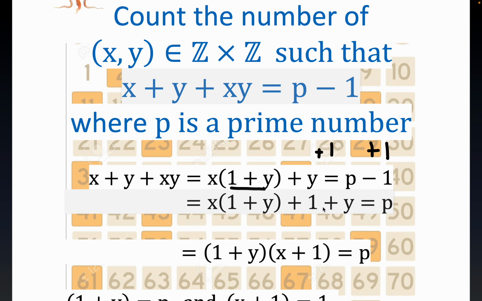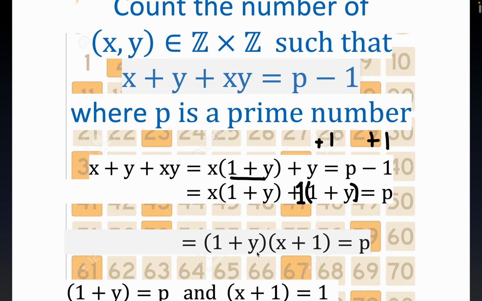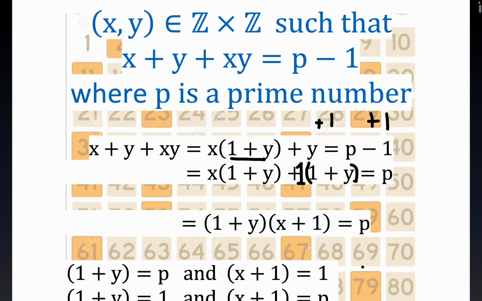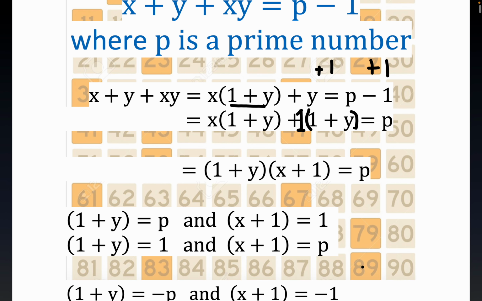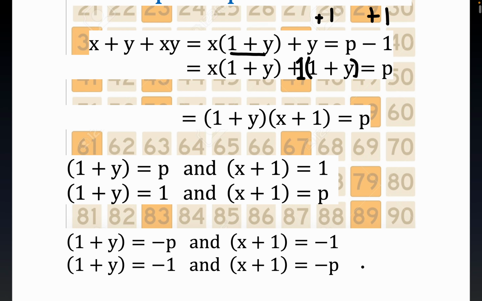And so what we end up with is a common binomial factor. And again, this 1 plus y, it's useful to think of a 1 being in front of here. Again, this 1, if you start with this, is this 1 right here. So what we have here is an easy to count circumstance. We have 1 plus y times x plus 1 is equal to p. Remember, y and x are all integers. And since p is a prime number, it only admits 2 factorizations.